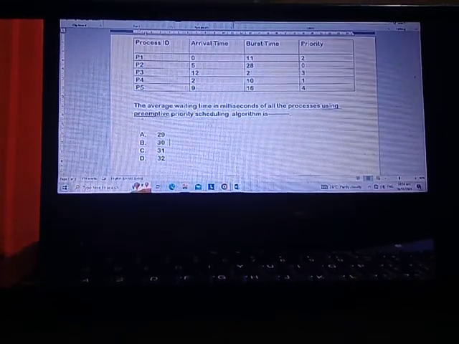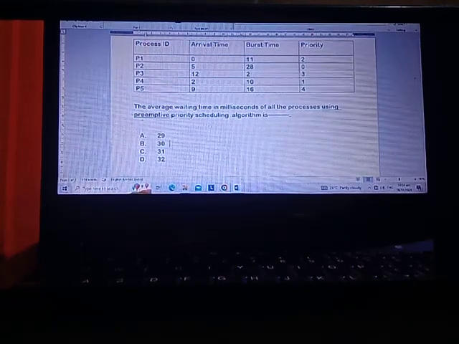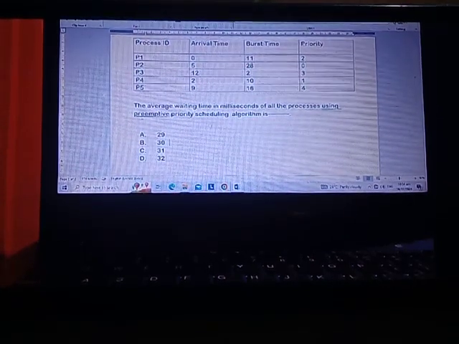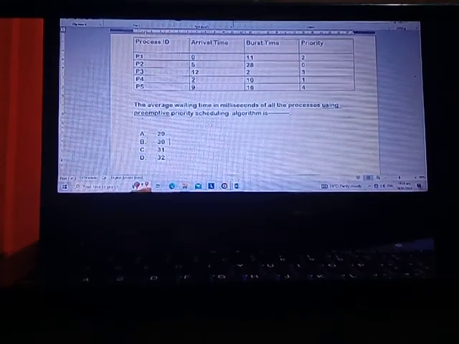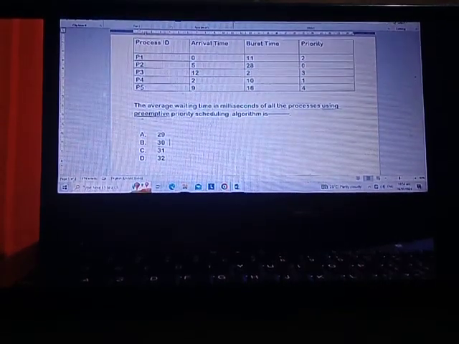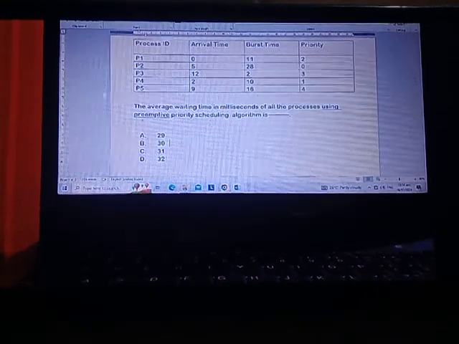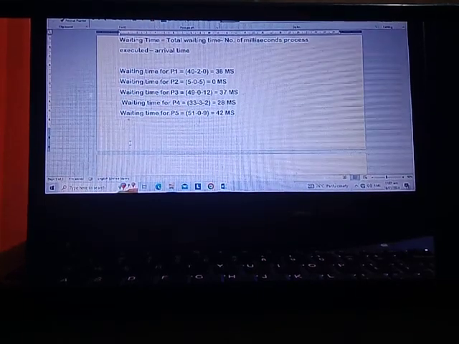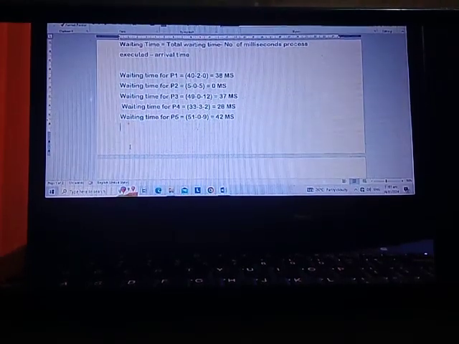Now, if we have formed this Gantt chart, the rest of the things become very easy. Now we have to calculate the waiting time, so that is what our question asks. So how do we calculate the waiting time for a set of processes that we have? So here is how we do it. Waiting time equals total waiting time minus number of milliseconds the process executed minus arrival time. So using this formula, let's calculate the waiting time for processes P1 to P5 and then see the average waiting time.